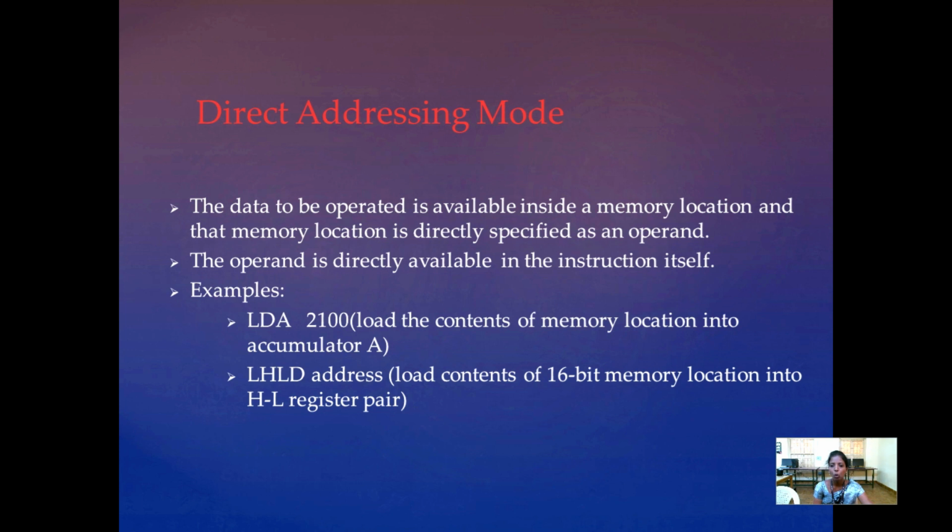The data to be operated on is available inside a memory location, and that memory location is directly specified as an operand. Here, the operand address is directly available in the instruction itself. For example, LDA 2100, that is, load the contents of the memory location into accumulator A. The next example is LHLD address, that is, load the contents of a 16-bit memory location into the HL register pair.